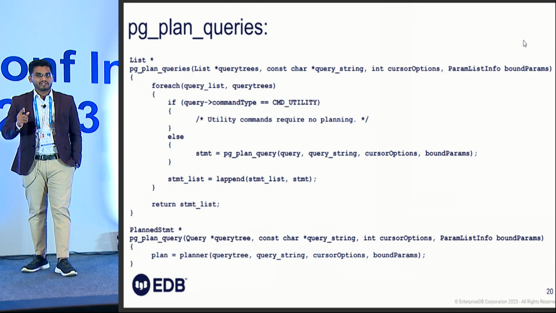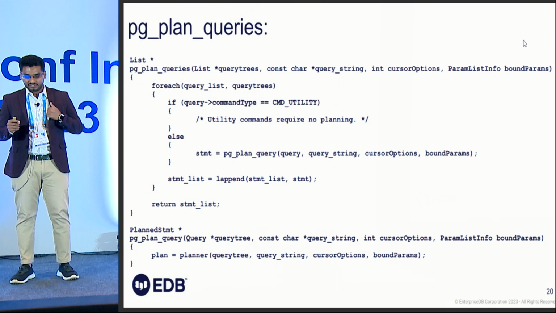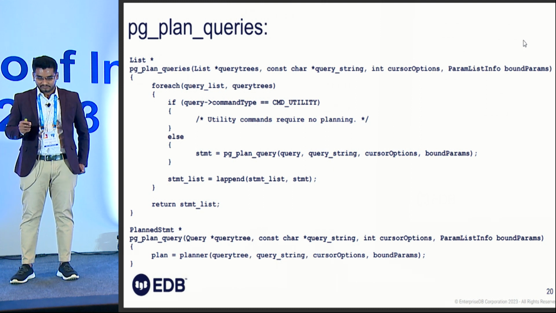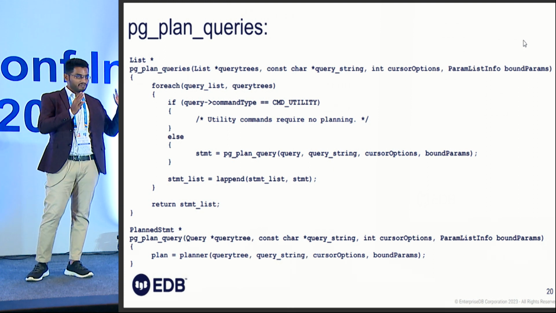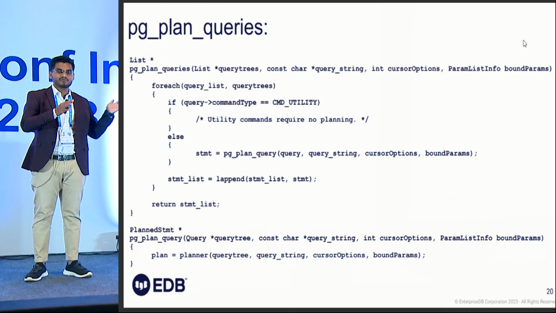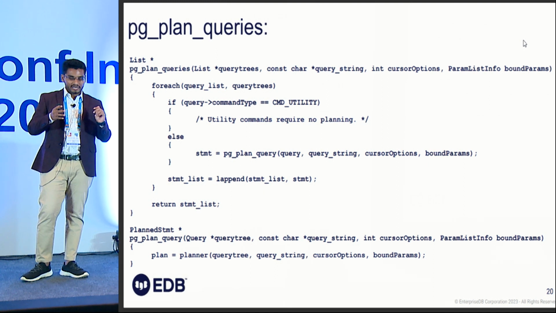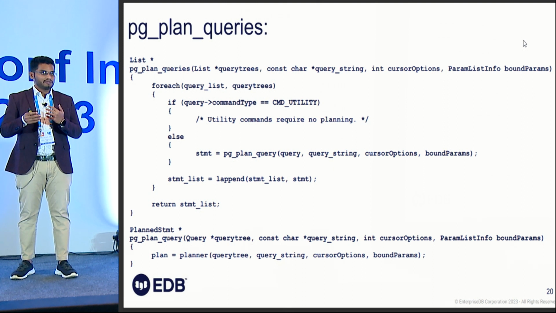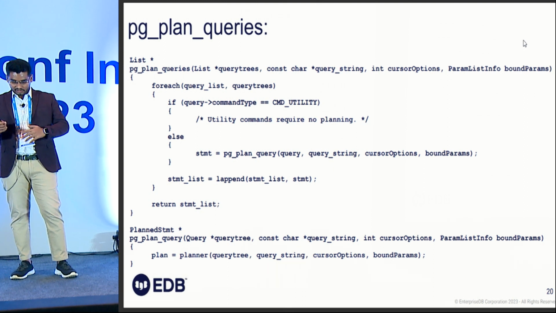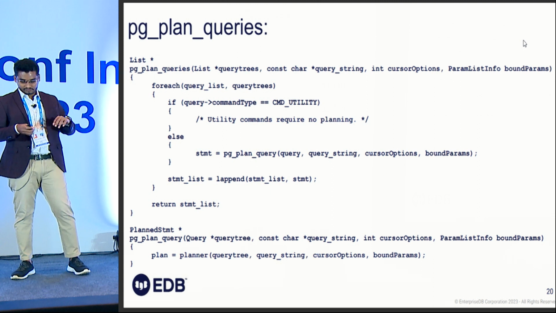PG plan queries is the entry point for the planning phase. This is the very first important function of planning. As we are coming from the analyze phase, the analyze phase gives the query tree to the planner phase. The planner will get that query tree and convert it into the best plan. PG plan queries will be calling the planner function. This is the prototype of PG plan queries.